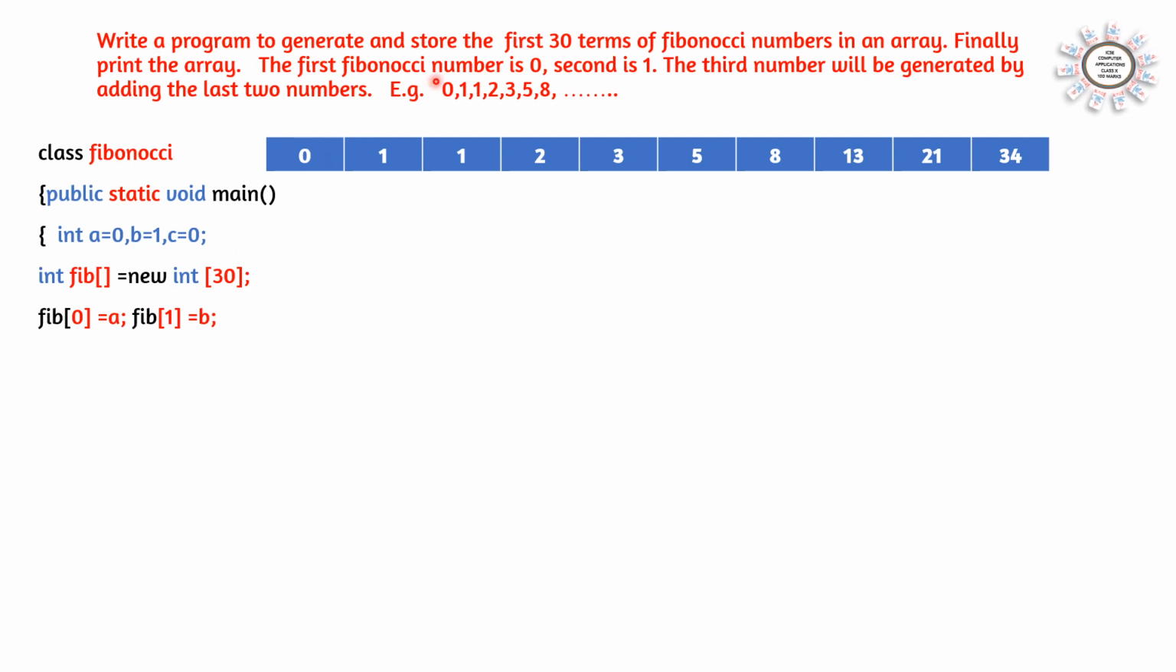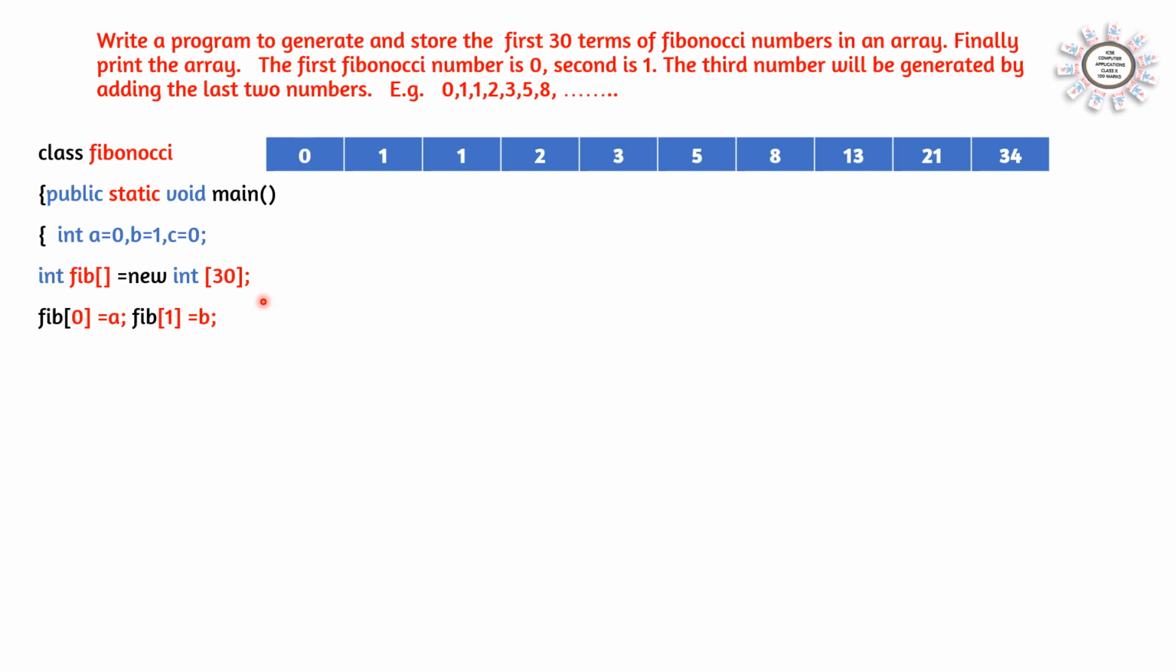And now here we need the 30 terms. So we are declaring an array which can store 30 numbers. So int f is equal to new int 30, the square bracket is there. So here we are declaring the f array which can store 30 numbers.